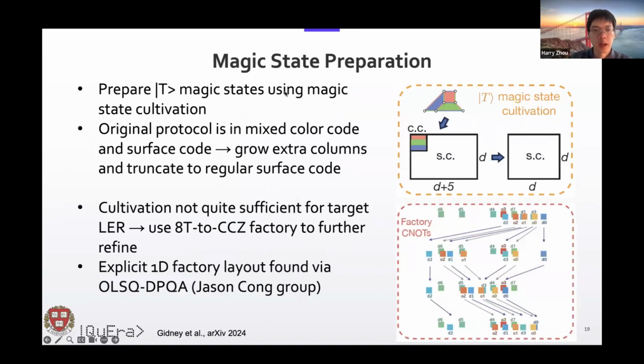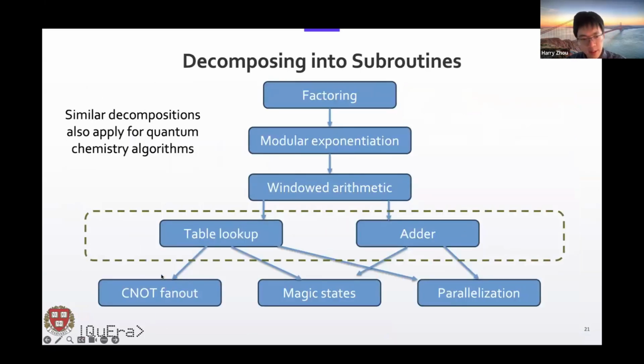Here we first prepare magic states via magic state cultivation procedures that came from Craig Gidney from Google. We utilize this procedure in a way that we end up in surface code patches. Because the logical error rates aren't quite good enough for the factoring application, we then utilize an 8T gate to CCZ factory to refine this into high fidelity CCZ states for the actual consumption. The layout of the factory is found using code from our collaborators. This is an open source package that you can also use in order to identify an efficient factory layout that also works in one dimension. With that, we also work out similar things for CNOT fanouts and for methods to perform parallelization. And so then we can proceed on to the actual algorithmic subroutines.